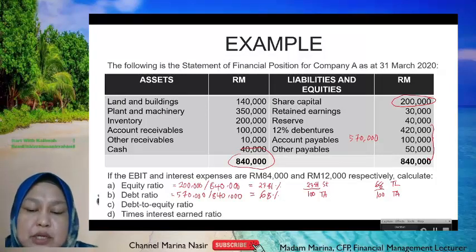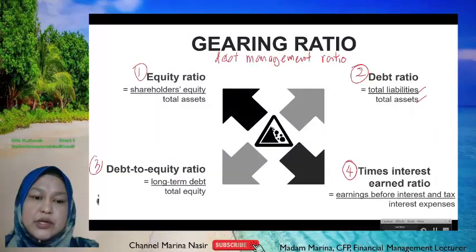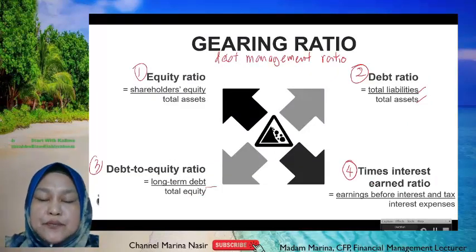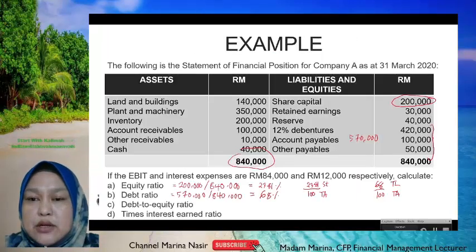Next, the debt to equity ratio. What is the formula for the debt to equity ratio? Long term debt only divided by long term total equity. The long term debt is only the debenture.